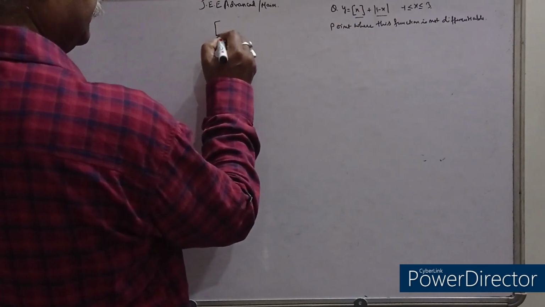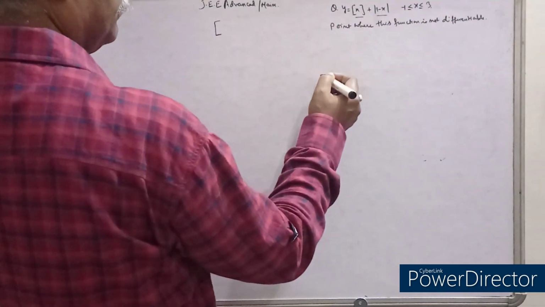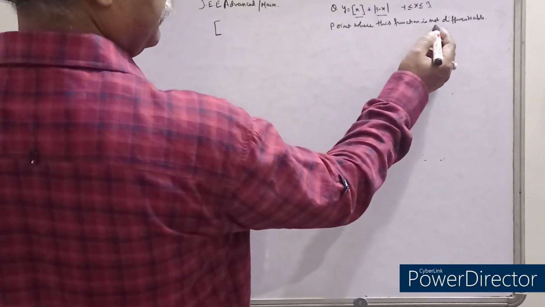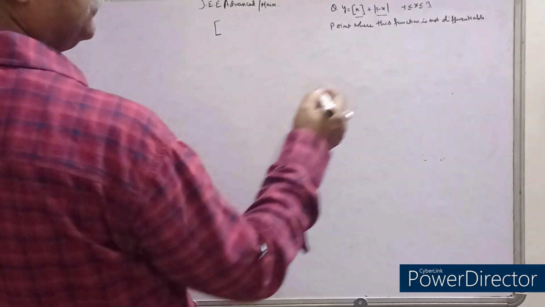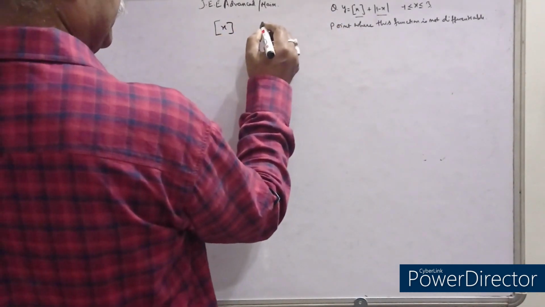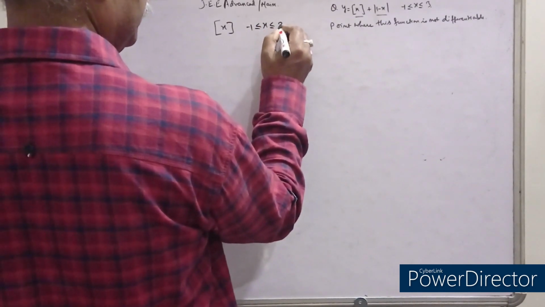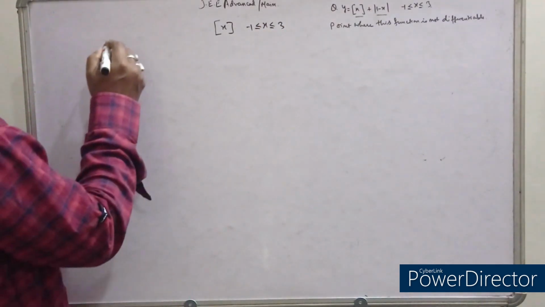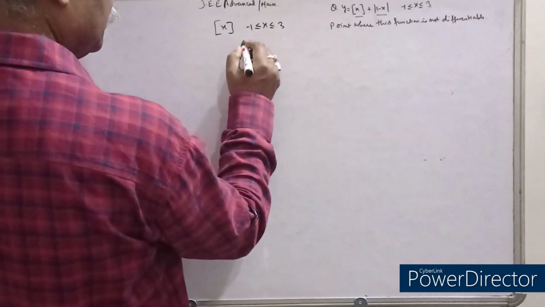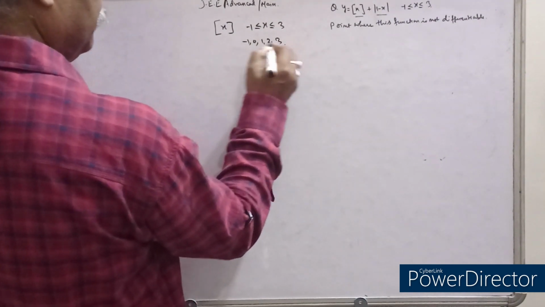Now see here, this is your question, this greatest integer modulus function. We have to check the point where the function is not differentiable. So here this is the greatest integer function, and your interval is x greater than -1 and less than 3. This is given in your question. Since this is a greatest integer, your integers will be -1, 0, 1, 2 and 3.